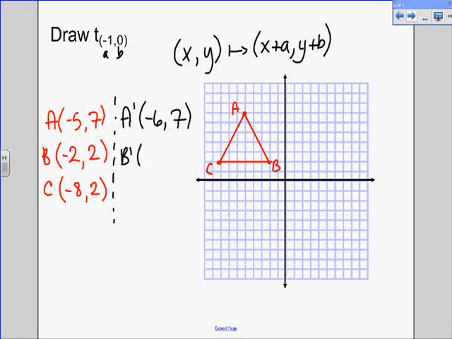B prime, I have negative 2 plus a negative 1 gives me a negative 3. And 2 plus 0 again is just 2. Negative 8 plus a negative 1 is a negative 9. And then we have 2 remaining the same. So what does it mean whenever we have our value as B as 0? It means our Y values will actually stay the same.